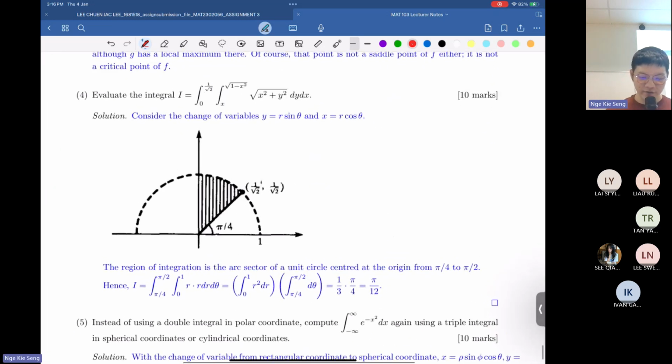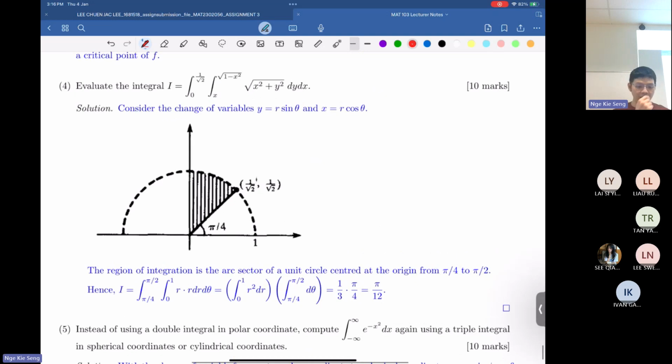Okay. Next one, question 4. I think there's 2 or 3 of you who solved this without an advanced technique. What you do is just plain integration. You need to realize that the integration domain here is actually part of a circle, so that you can use polar coordinates to integrate.